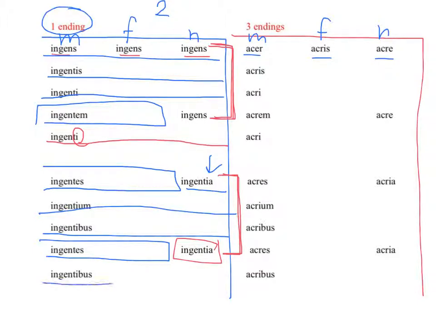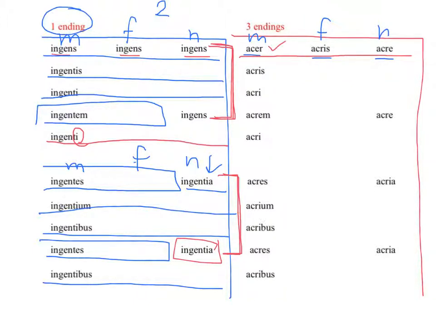And then ingentibus for all three genders, masculine, feminine, and neuter. Not a difficult pattern to follow as long as you've memorized your third declension nouns with an I-stem. If you haven't, this is going to get confusing because you're going to get lost between the third declension nouns and the third declension I-stems and the different types of adjectives and participles that you have to learn and distinguish. An adjective of three endings follows the pattern of acer, acris, acre.